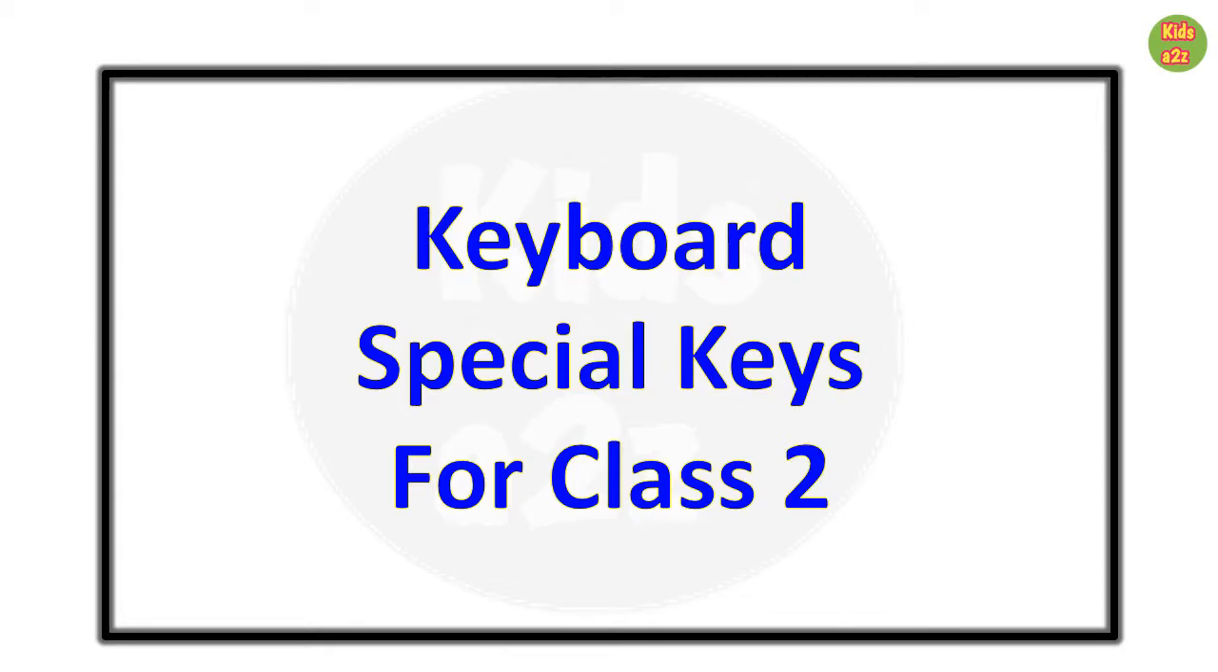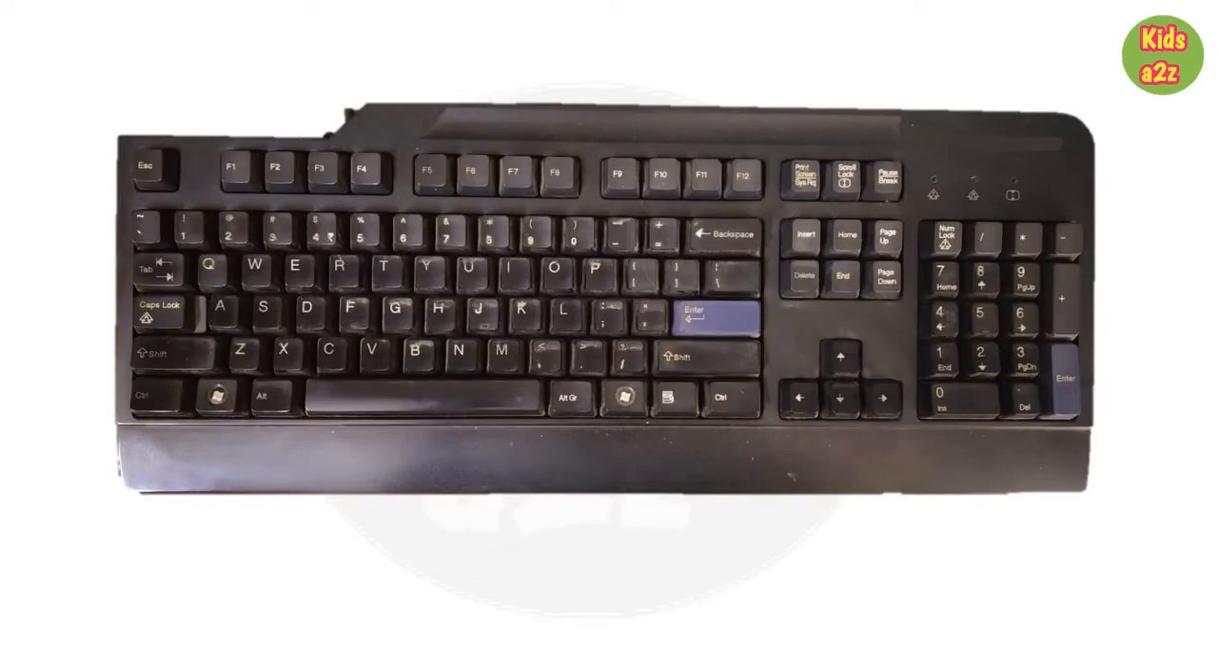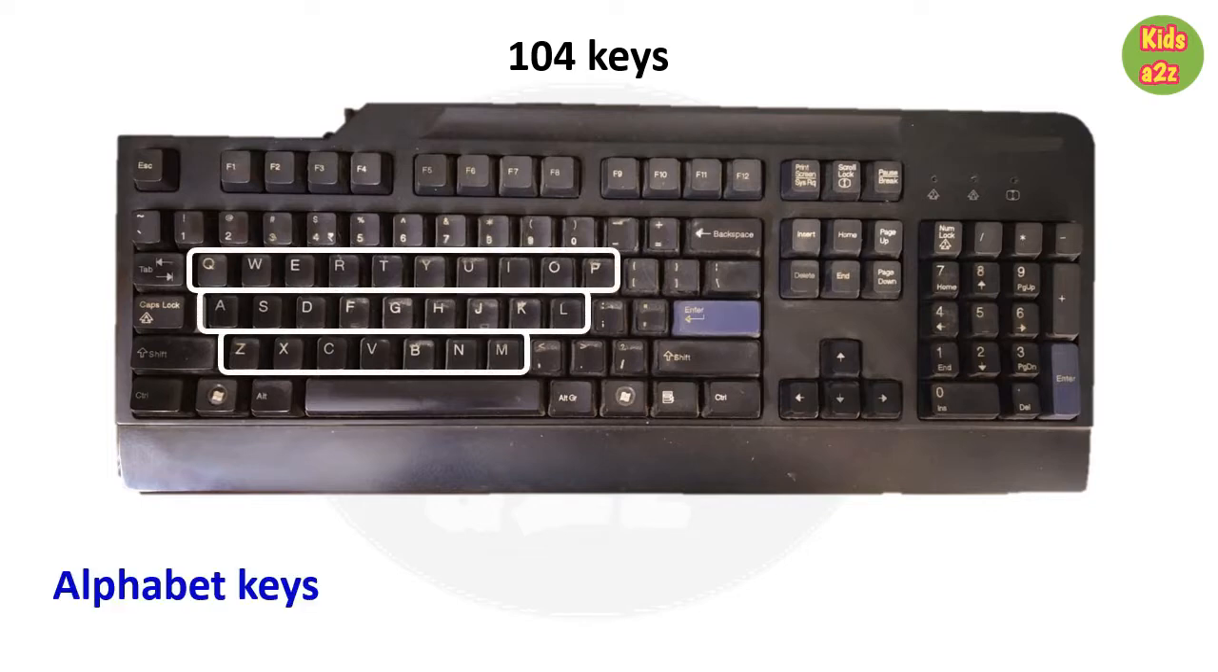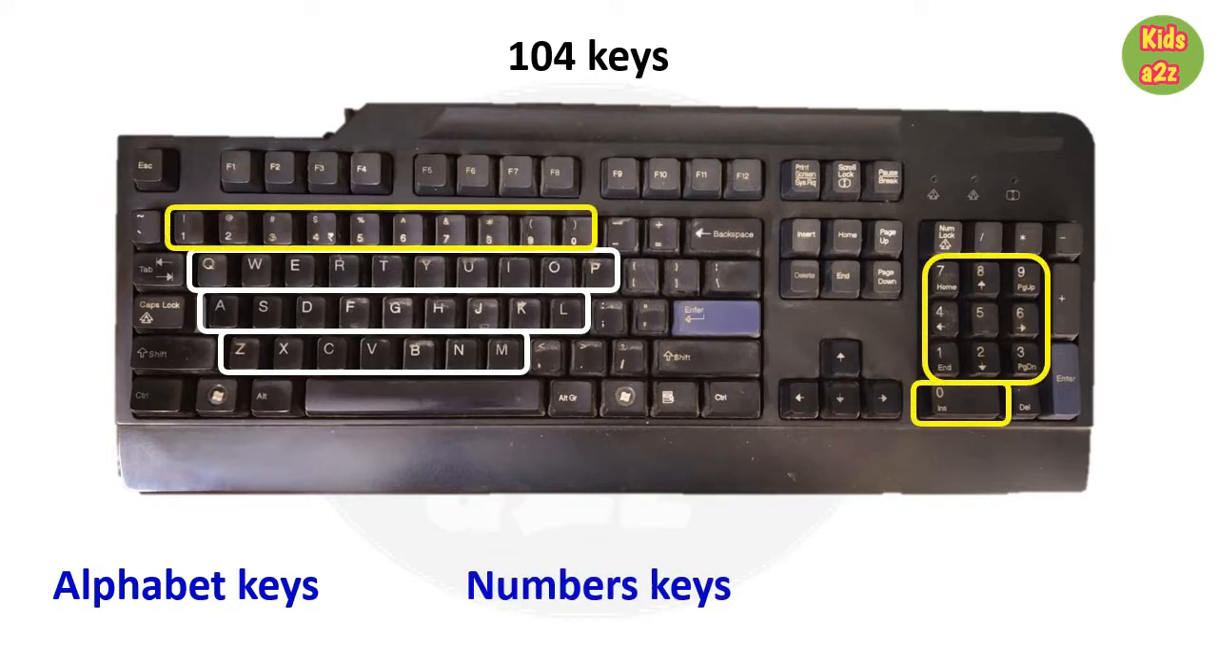Today's topic is keyboard special keys for class 2. At first, kids need to know what special keys are. On a standard keyboard, there are 104 keys and there are 3 types of keys on a keyboard. Alphabet keys, those are used to type letters. Number keys, those are used to type numbers. There are 2 sets of number keys. One set is on the top and the other is on the right side of the keyboard.